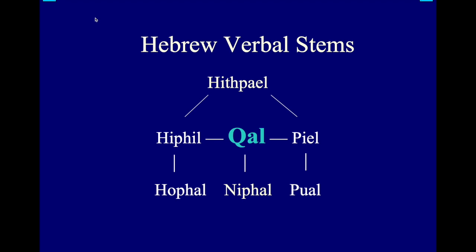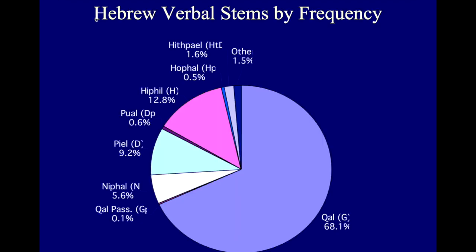The Hofal, the Nifal, and the Pual are reflexive or passive, and they can mean either or both verbal stems. So the Niphal is the passive of the Qal. It just means the basic meaning of the root, but with this additional meaning of it was done, or I did it to myself, or you did it to yourself, etc.